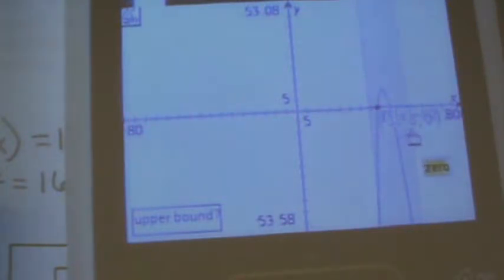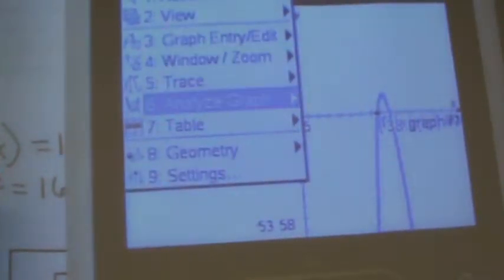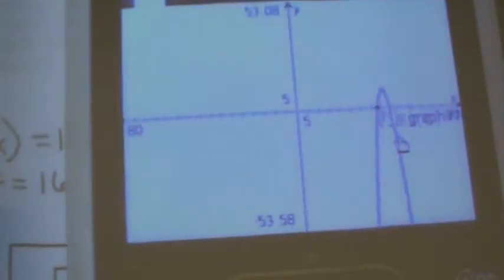And there's the answer. Okay, now click the middle button again. Hit the middle button again. 38.3. Now how do you get the other answer? Same thing. You do the same thing. Menu, analyze graph, zero.